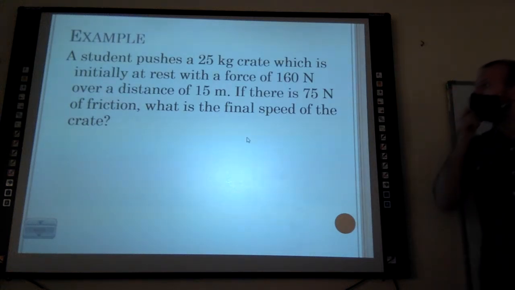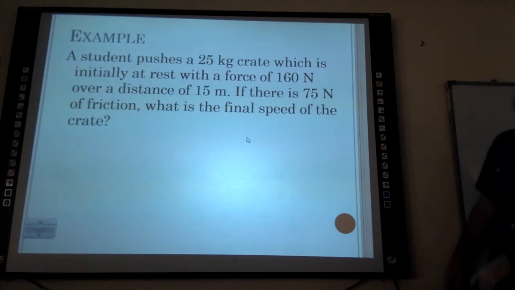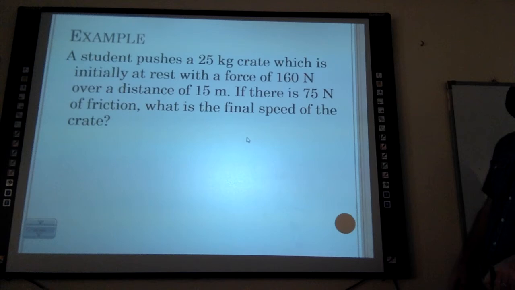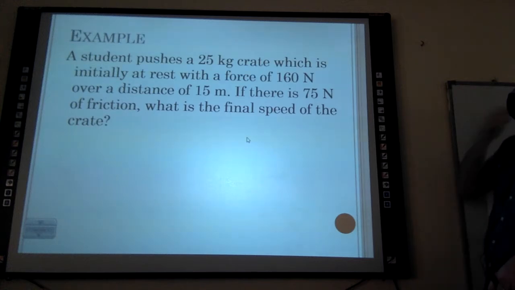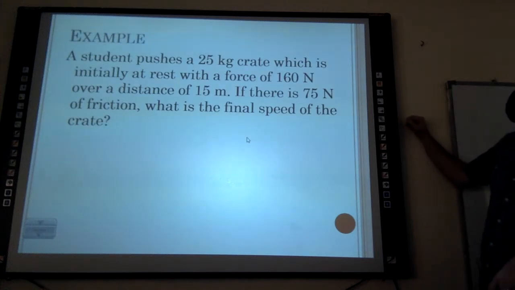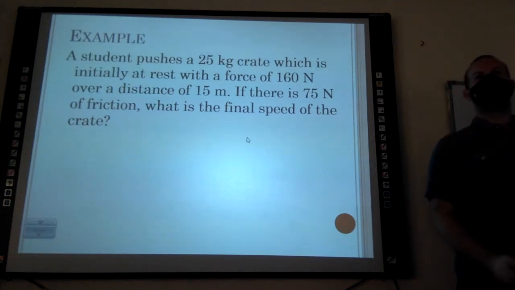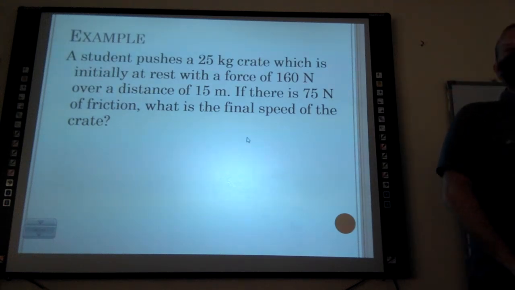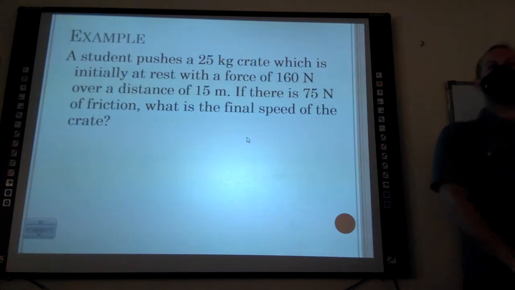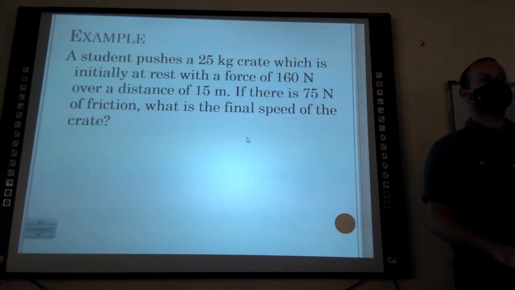Okay, so we've got a student pushing a crate. It's initially at rest. Oh, here comes kinematics. With a force of 160 newtons over a distance of 15 meters. If there's 75 Newton friction, what's the final speed? Ugh. We don't even have the... So, here's a giant question with a lot of numbers.